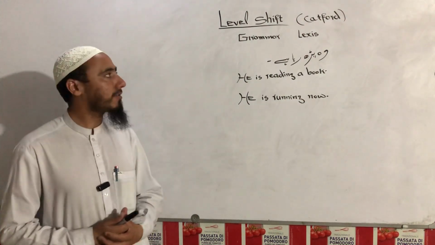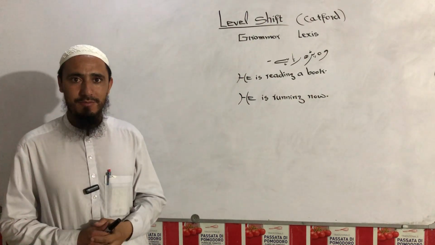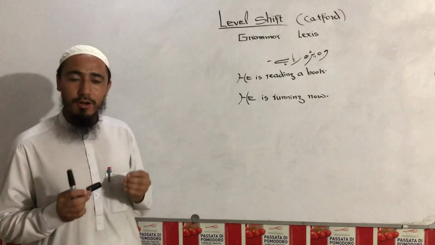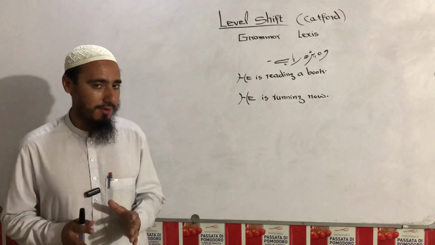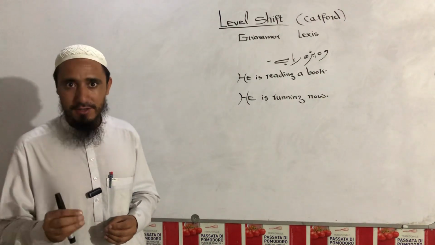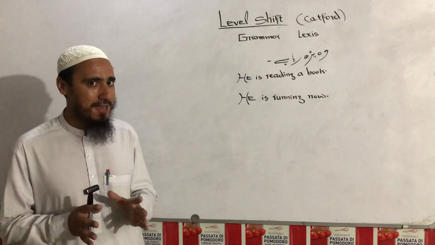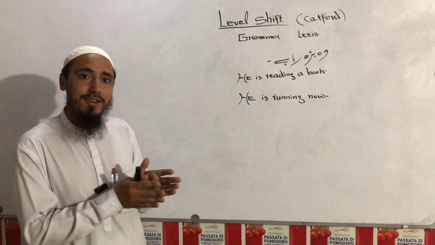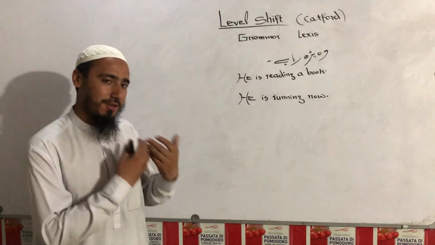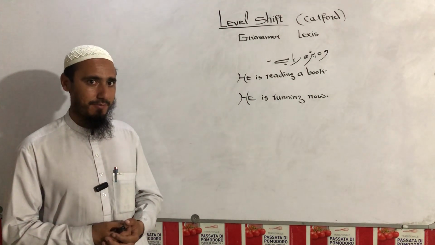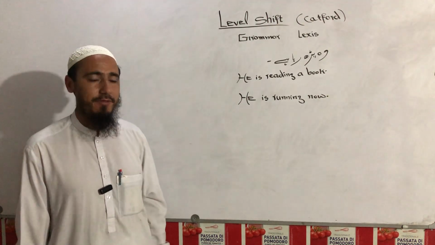Listeners and audience, next he talks about level shift. What is level shift? According to Catford's theory, level shift in translation means whenever we are translating a source text into the target text, sometimes the level does not remain the same after translation. One level is different from another level. So this kind of process is called level shift.